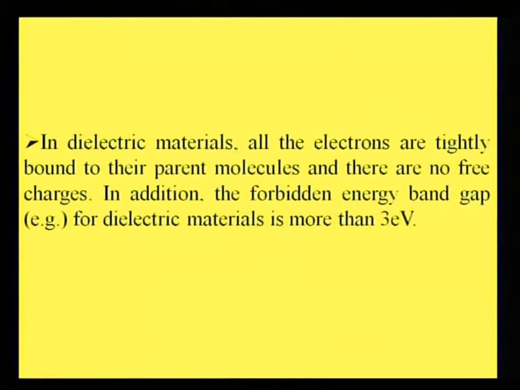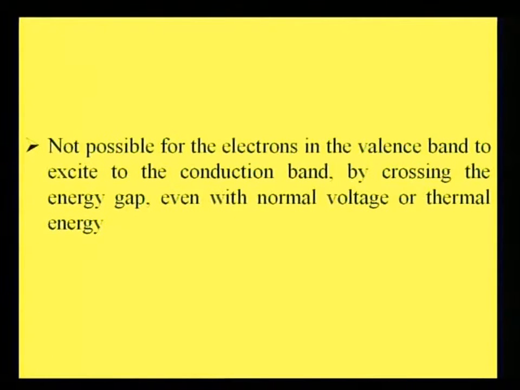In dielectric materials, all the electrons are tightly bound to their parent molecules. It means we do not have free charges or free electrons. The forbidden energy band gap is very high, about 3 electron volts. So it is not possible for electrons to go from the valence band to the conduction band, because the energy gap is very high. Therefore it works as an insulator.